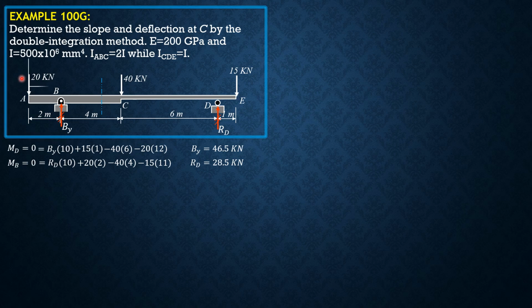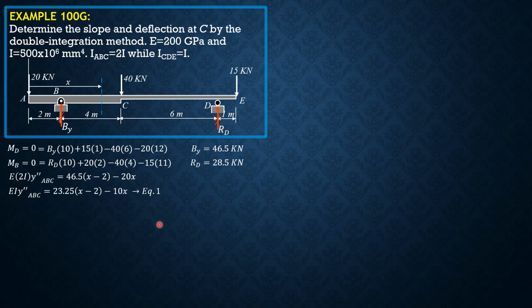Our x begins with A. So that E times 2I y double prime ABC is equal to By, which is 46.5 times quantity x minus 2, minus 20 times x. So that's the equation. Since this is EI, we divide everything by 2. So EI y double prime ABC equals 23.25 quantity x minus 2 minus 10x.